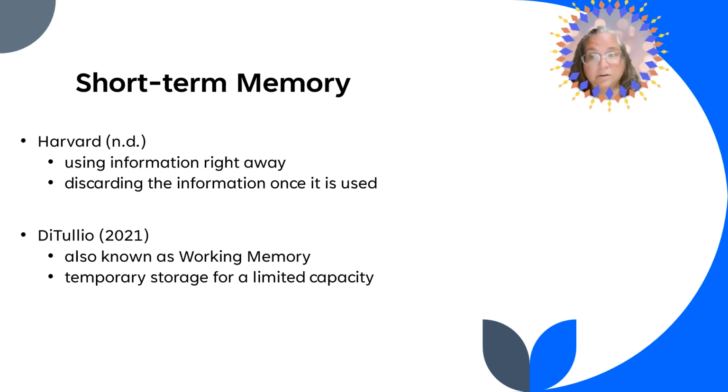And according to Tula, it's also our working memory. It's a temporary place to keep information that has a limited capacity. So it means we can't store a lot in our working memory. Once we get it in there, we have to either use it as long-term, get it to transfer over with our experiences, or it just disappears.